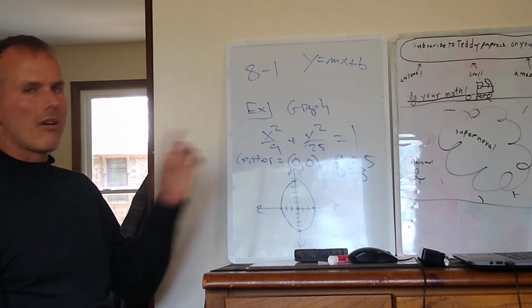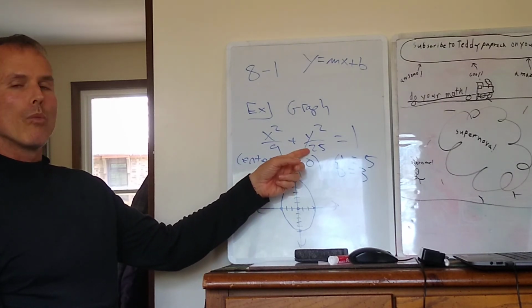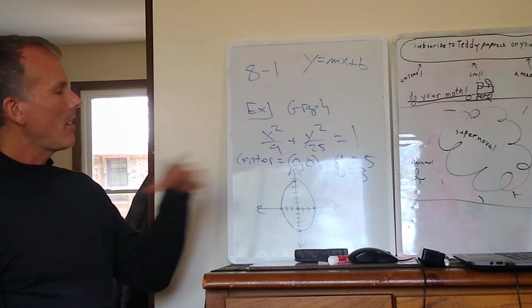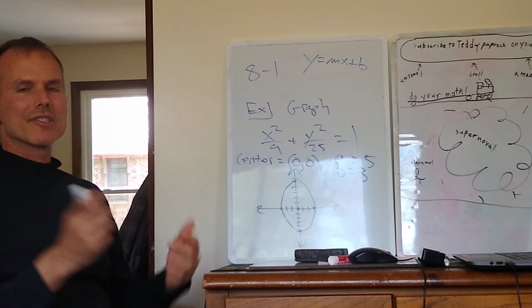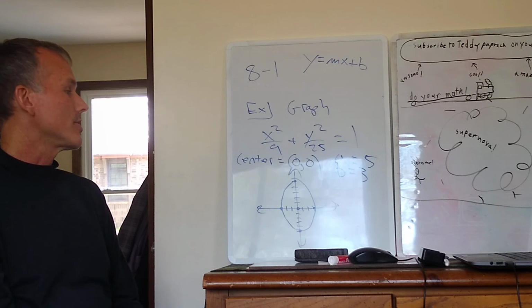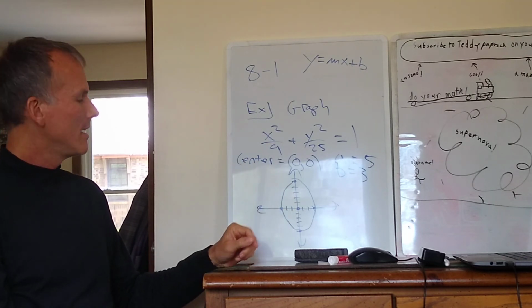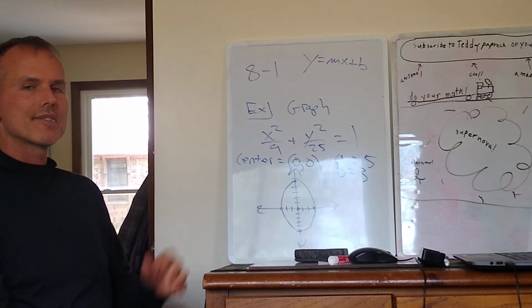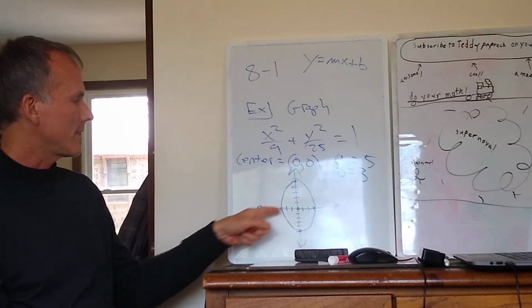Now, another, maybe even simpler way to think about it is the square root of the x term's denominator always tells me how far to go left and right from the center. The square root of the y term's denominator always tells me how far to go up and down. And then you can just let the major axis fall where it may. If you just draw it like that, you'll figure out which way the major axis runs.